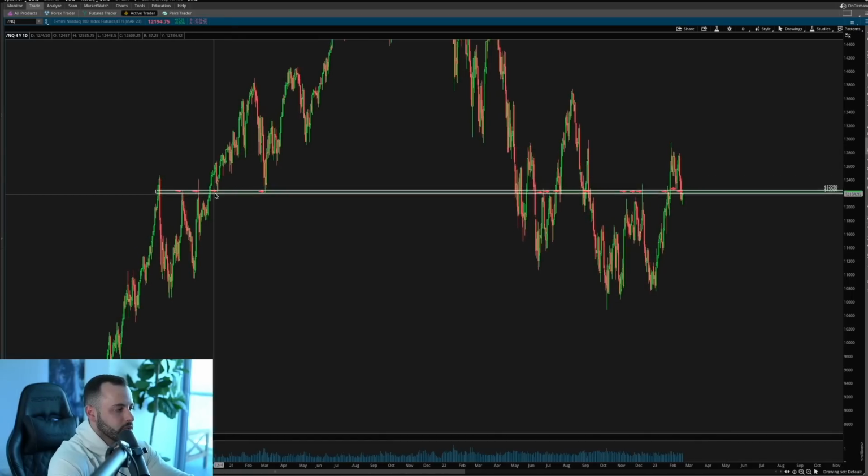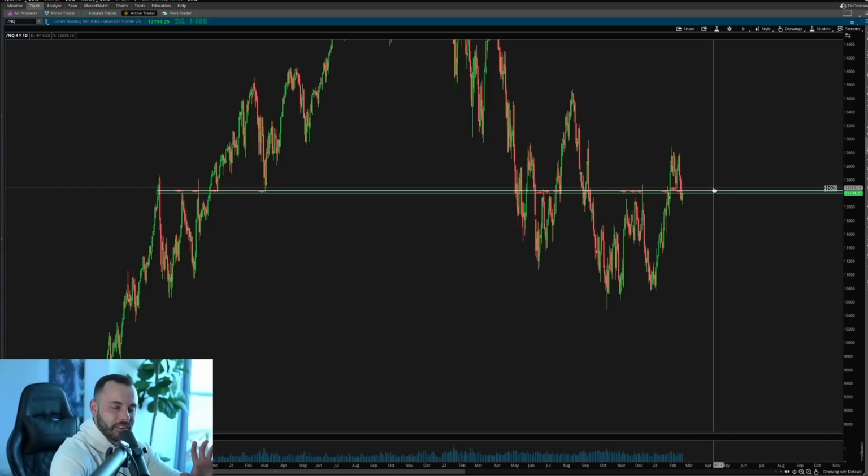1, 2, 3, 4, 5, 6, 7, 8, 9, 10, 11, 12, 13, and 14 touches of this zone have happened on this market over the last 3 to 4 years. And this is very interesting to see. And this is why, if we zoom into today's price action, you will see how the market rejected this level.